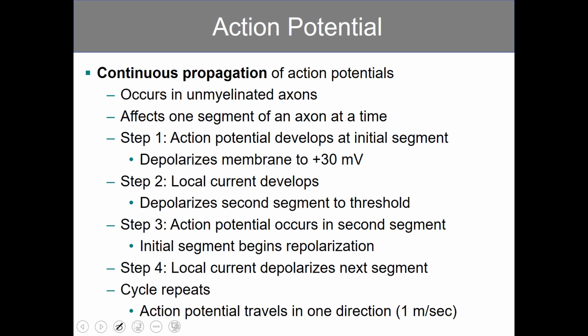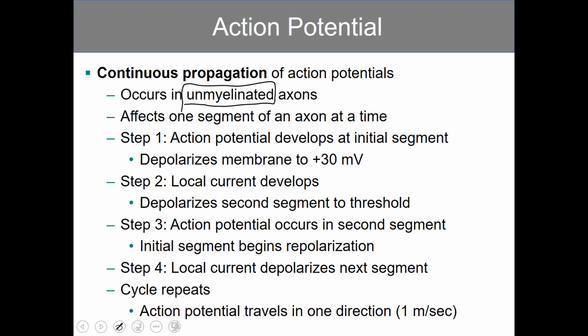Continuous propagation occurs in unmyelinated axons. Remember, myelin is a fatty sheath that is found in some of the glial cells, either the oligodendrocytes or the Schwann cells that were discussed in a previous objective. With continuous propagation, you're going to affect each segment in turn.